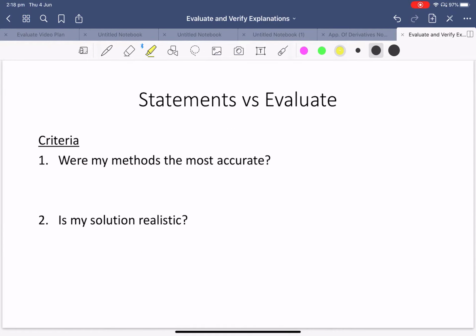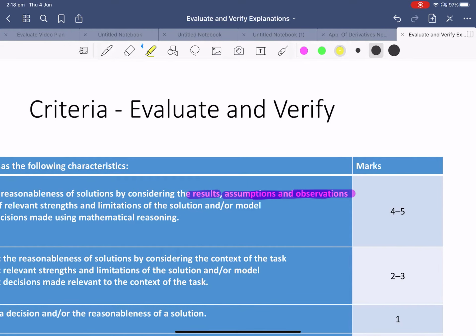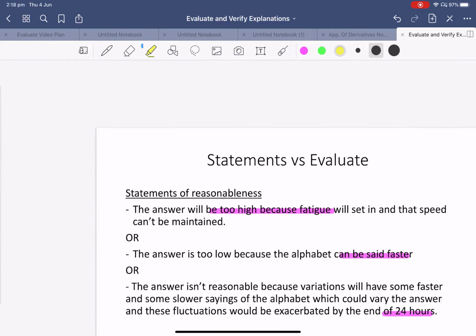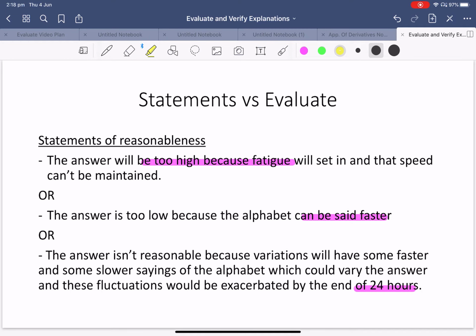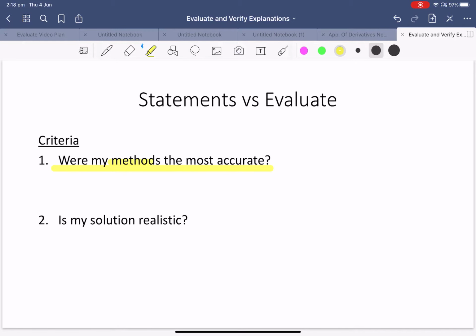So I'm going to come up with some very simple criteria. The criteria I'm going to judge on is I'm going to look at my method, and see were my methods the most accurate or as accurate as they could be. That's a very interesting question. We challenged some of the thinking when we talked about our statements back here. These ones are challenging the accuracy of our solutions, but they're not actually going into any detail. They're just making a statement. So when I'm really getting into my evaluation, I need to have my criteria. So that'll be my first one.